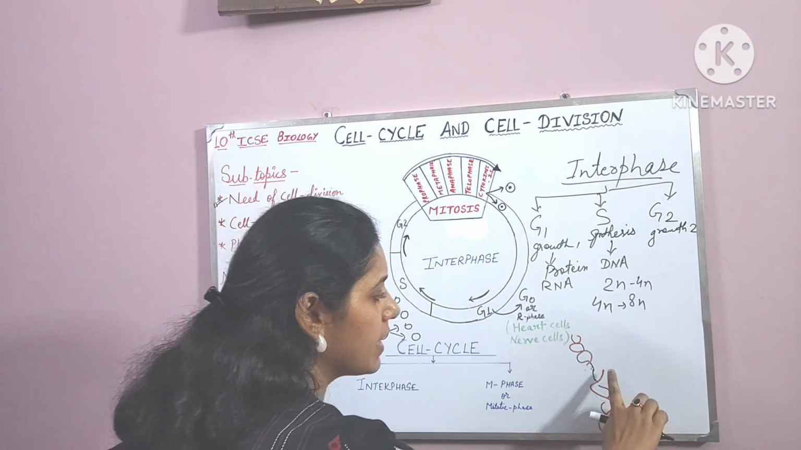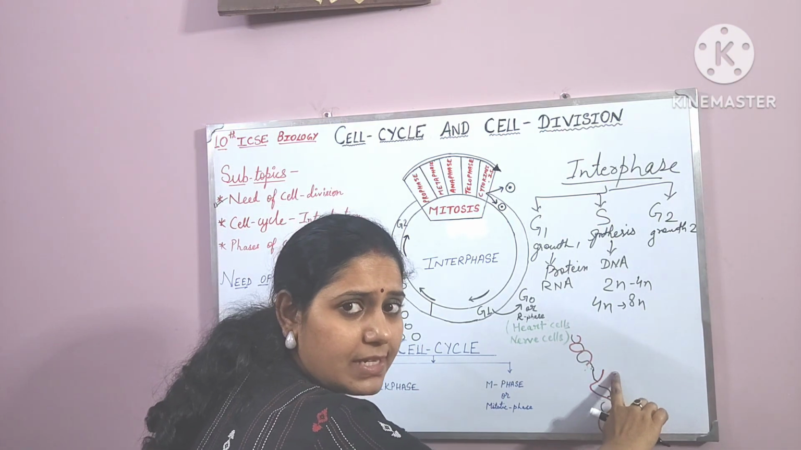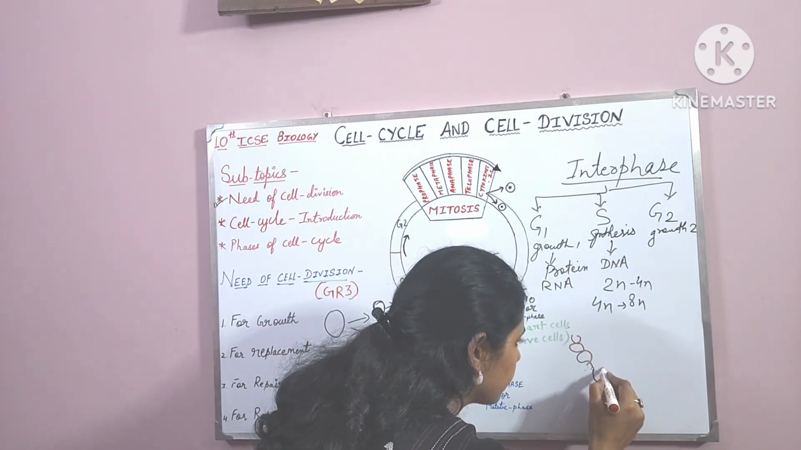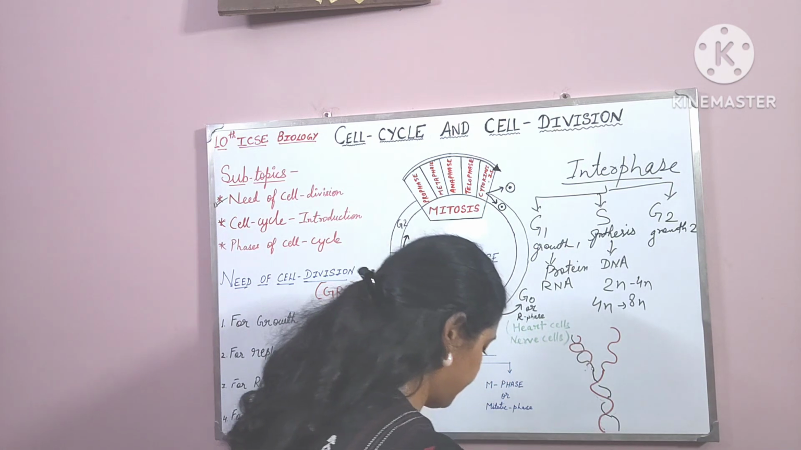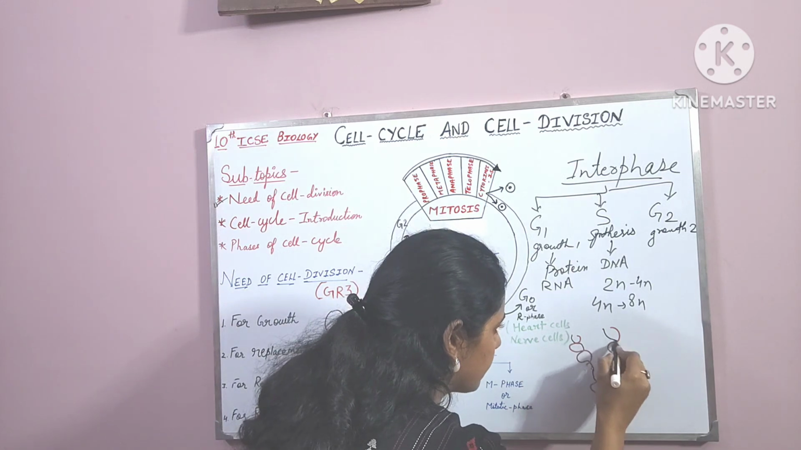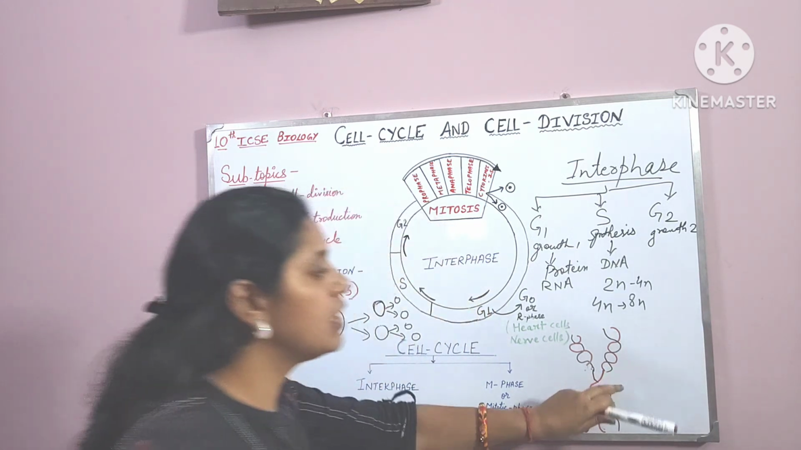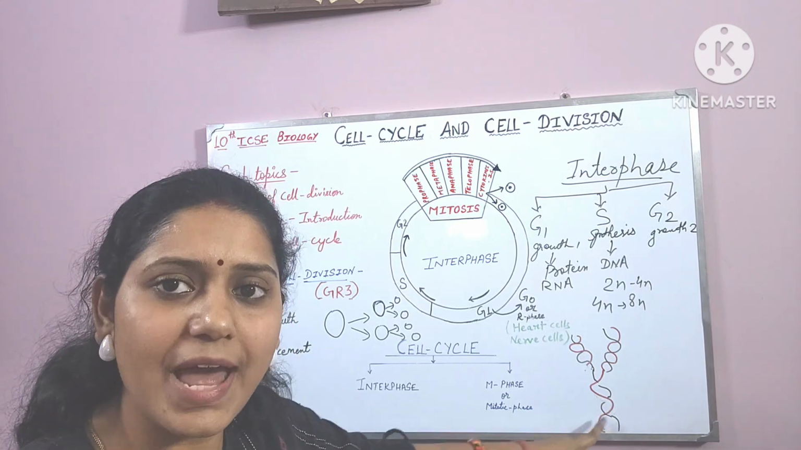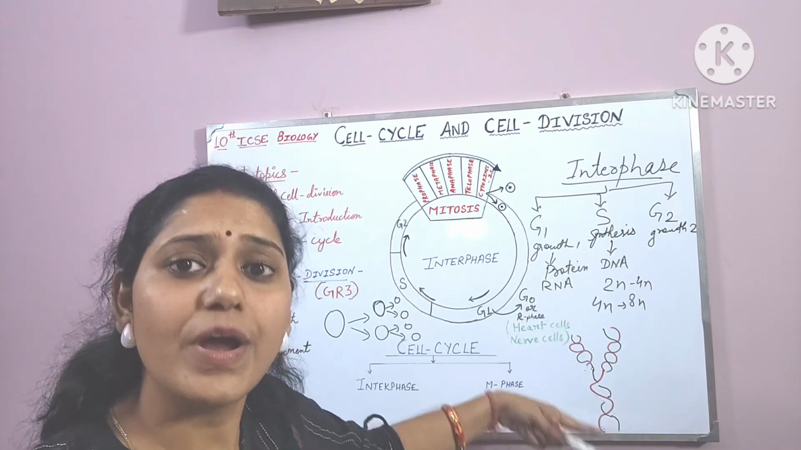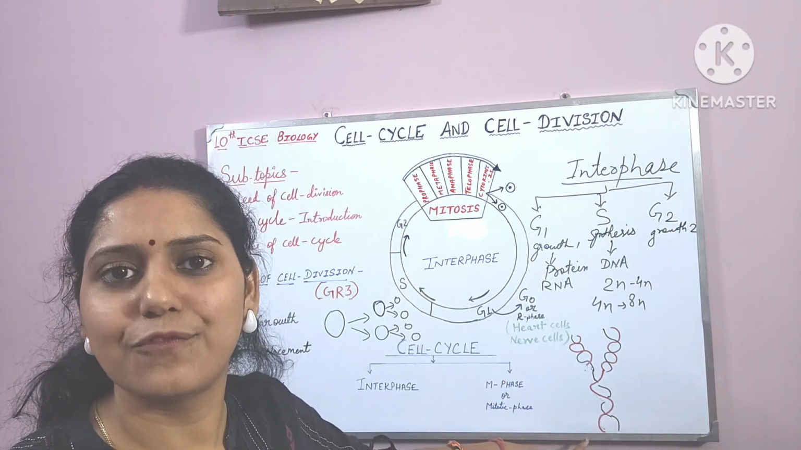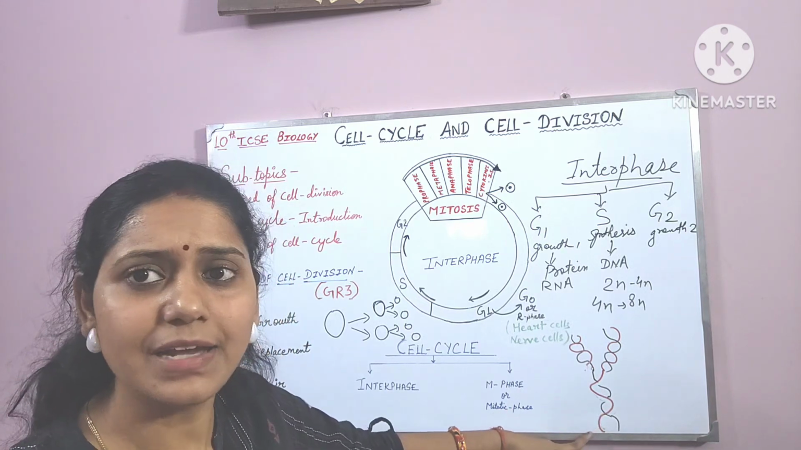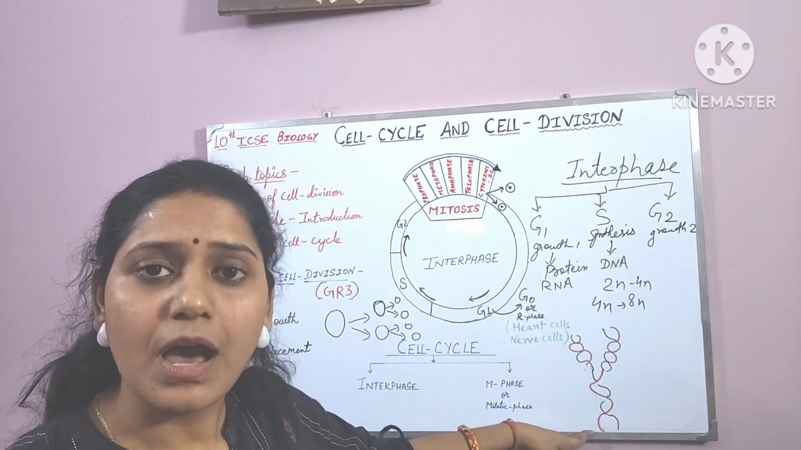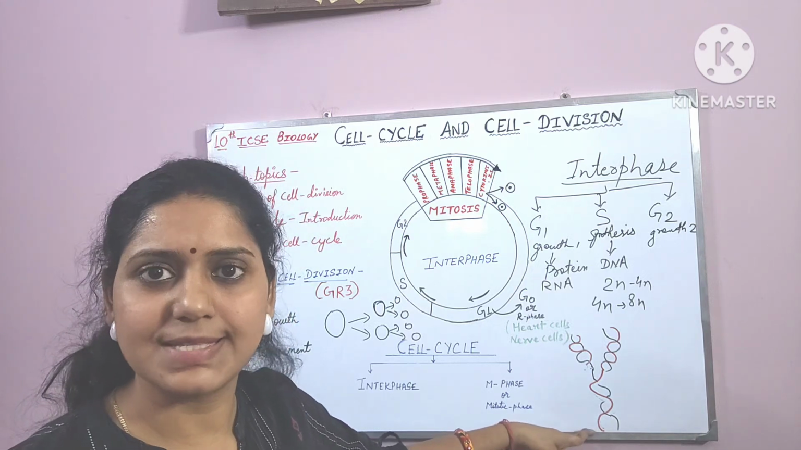Again, from this, that is the second strand, one new molecule of DNA will be formed. So, from each strand of the DNA molecule, one new molecule of DNA is getting formed. So, here we can understand that the amount of DNA will be doubled. But how will the chromosome number remain the same?